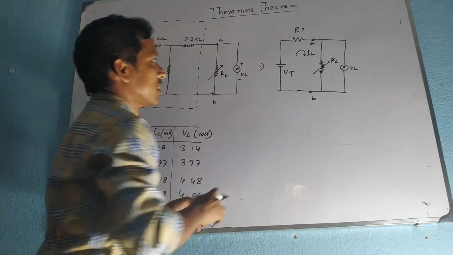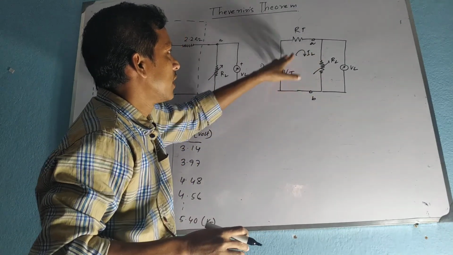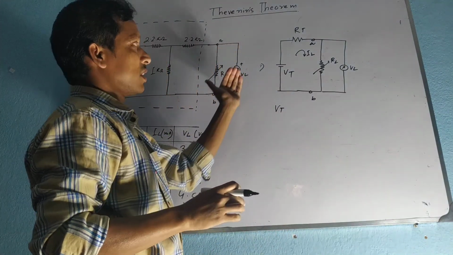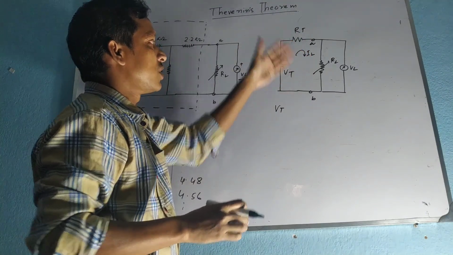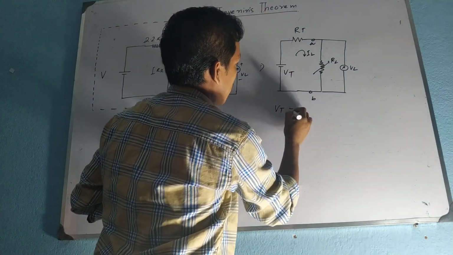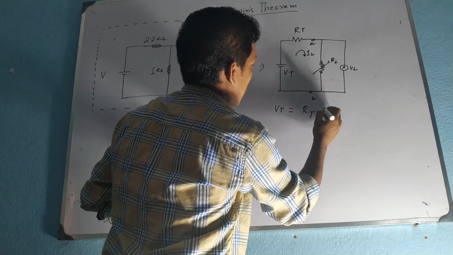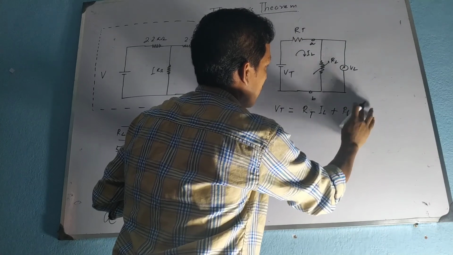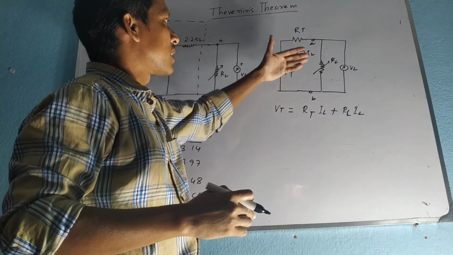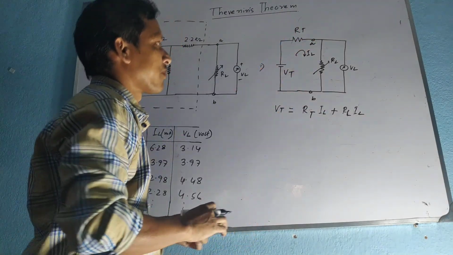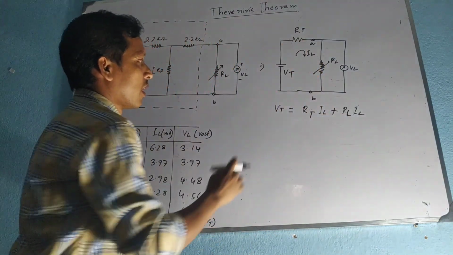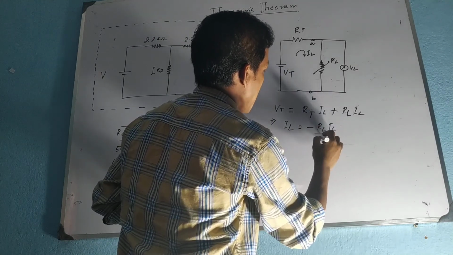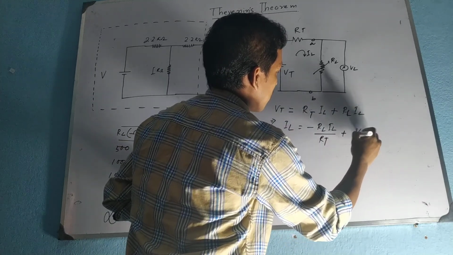If we apply the KVL law in the loop, the current is IL, so what will be the KVL equation? According to the KVL law, we know that the total voltage drop in a closed loop is always zero. So here the voltage is Vt, so Vt can be written as RT IL plus RL IL, and we already discussed in the previous class what Vt and the Thevenin's resistance RT are. So this is the KVL equation from this loop, or IL equals minus RL IL by RT plus Vt by RT.